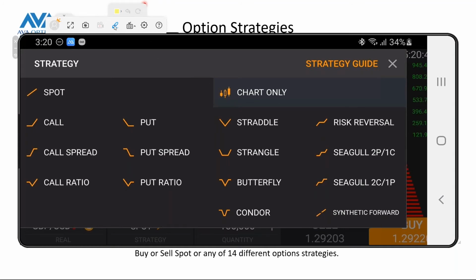How do I kill this thing? Here we go. We have all sorts of option strategies.